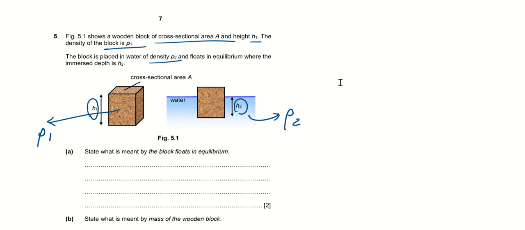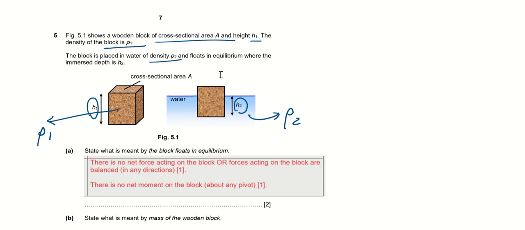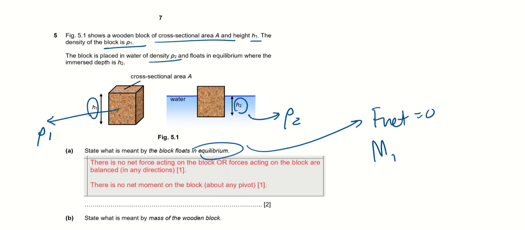State what is meant by the block floats in equilibrium. Okay, when something is in equilibrium, there's no net force acting. Okay, in this case it's the block, so there's no net force acting on the block. All forces acting on the block are balanced, okay, in any directions. Okay, but we also need to take note that there's no net moment. So equilibrium actually covers two things. F net is 0 and net moment is also 0.